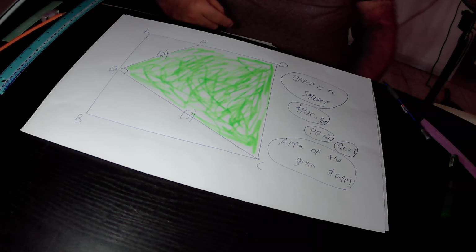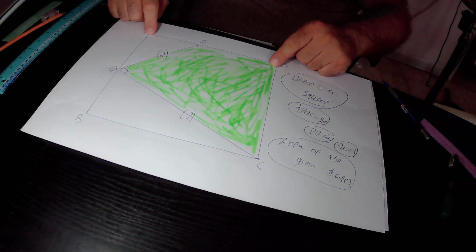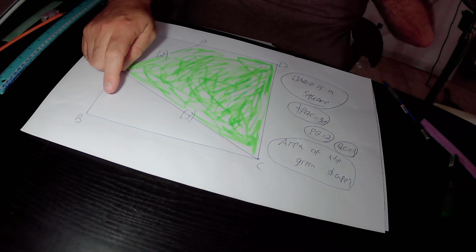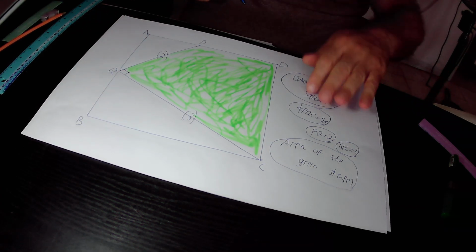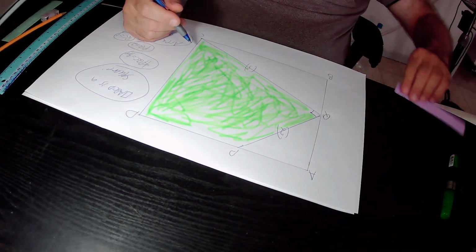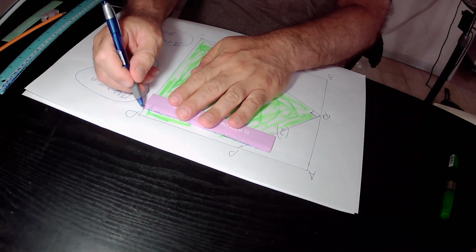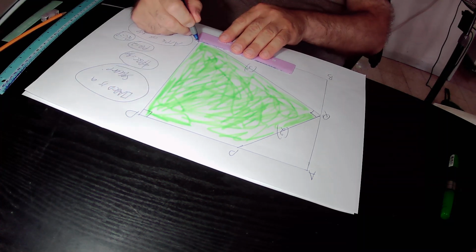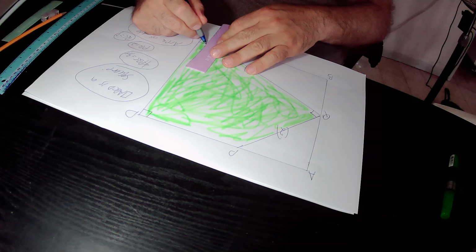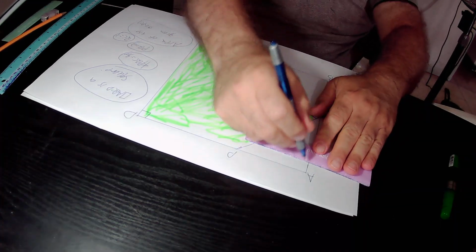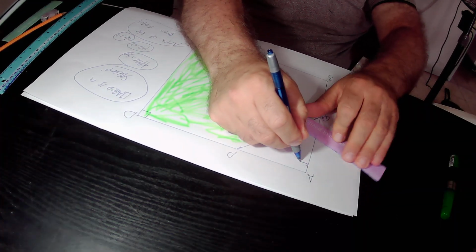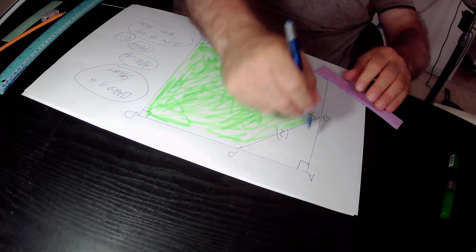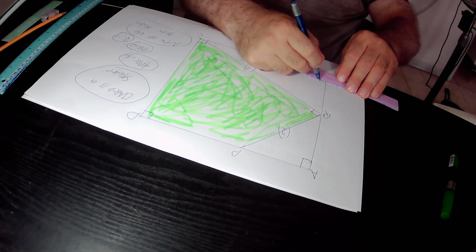So first of all, we know that all the angles inside any square are right angles. So those two angles are all right angles. So okay, this is a right angle. This is also a right angle. This angle is a right angle. And finally, this is also a right angle.